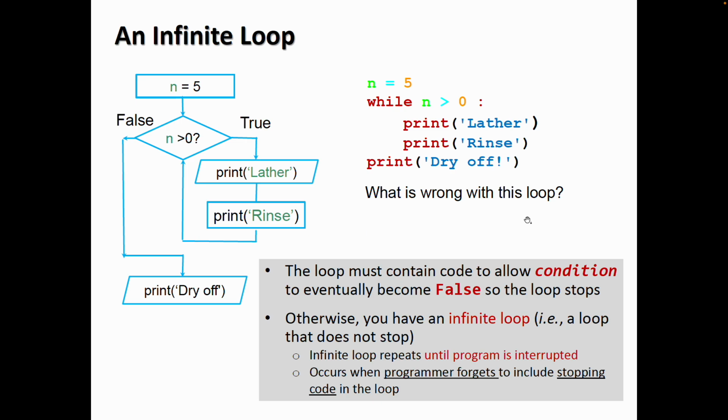All right, let me ask you this question. How can I change this infinite loop? I need some statement here so that at some point I will be able to exit. How can I do that? I need to change this code. How can I do that? Yes, I need a statement that will change the value of n so that at some point it will become less than or equal to 0.